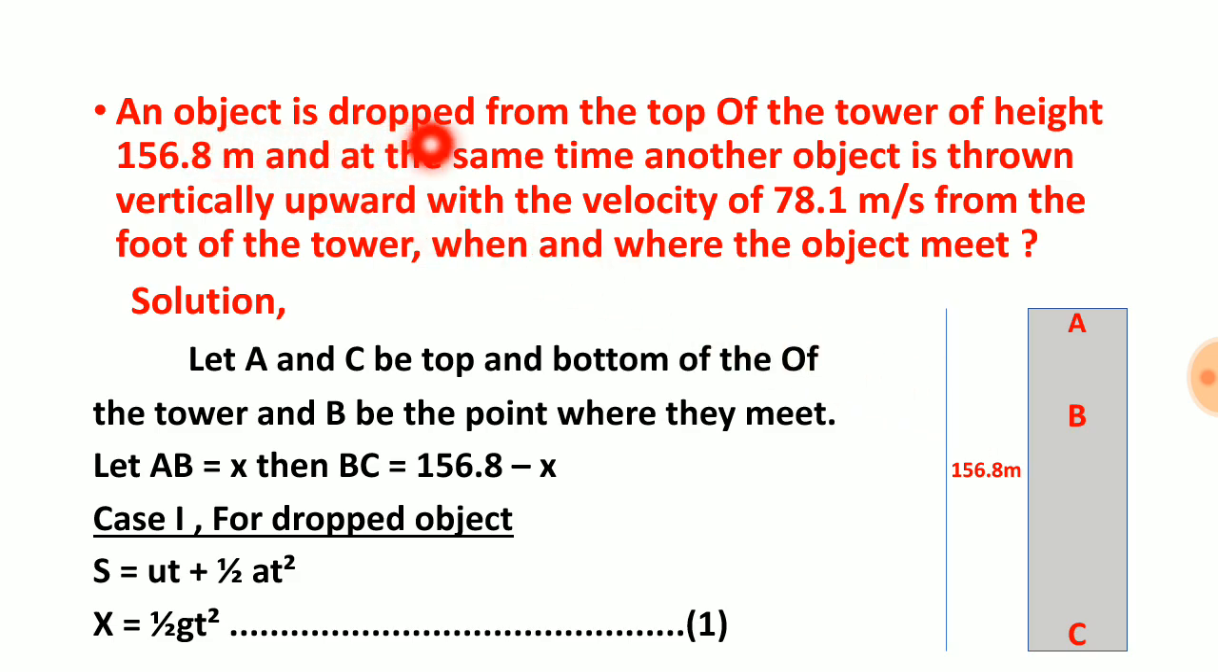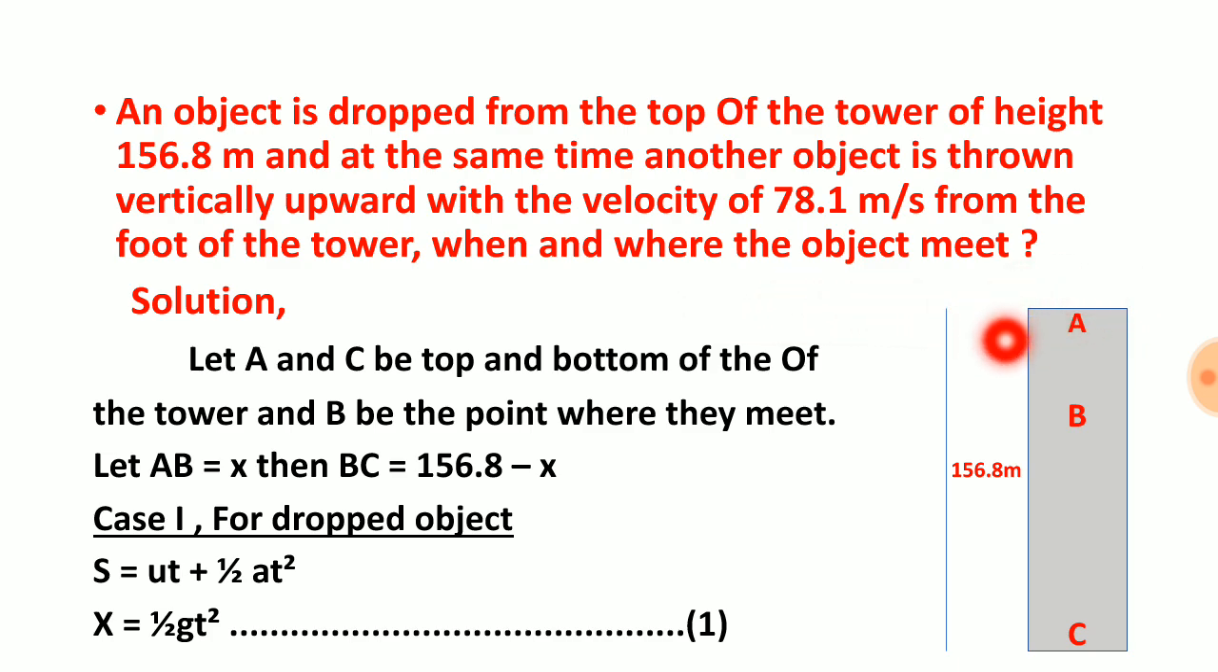An object is dropped from the top of a tower of height 156.8 meter, and at the same time another object is thrown vertically upward with velocity 78.1 meter per second from the foot of the tower. When and where do the objects meet?